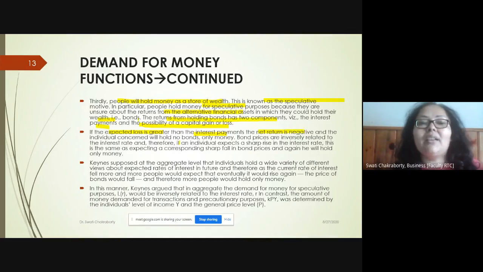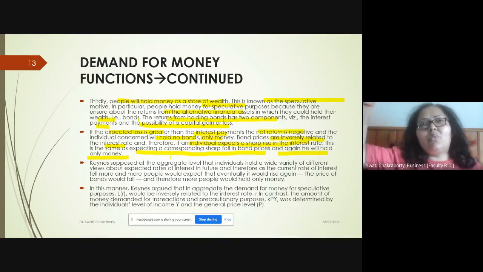And the individual concerned will hold no bonds, only money, because the amount of loss is much higher than the interest. We know that bond prices are inversely related with the interest rate. So if an individual expects a sharp rise in interest rate, this is the same as expecting a sharp fall in the bond prices. And again, he will hold only money. Sharp rise means at some point it's going to fall. It's better that he holds money.